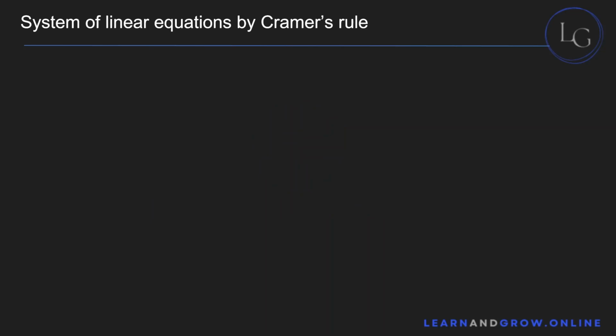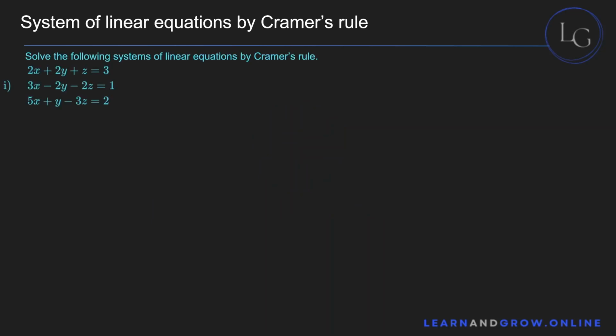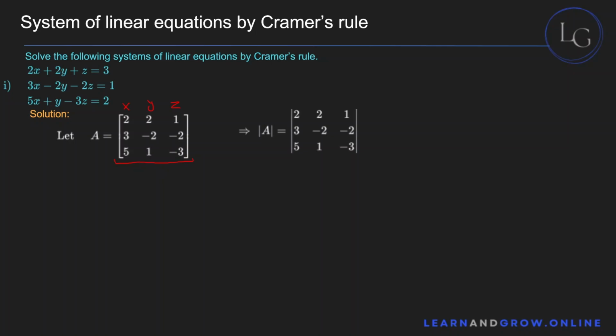So let's solve a system of linear equations by using a method called Cramer's rule. So we have the system of linear equations, and we'll convert it into a matrix form like this one here. This column represents the variable x, the second column represents the variable y, and the third column represents the variable z. So first of all, you'll have to find the determinant of this matrix A.